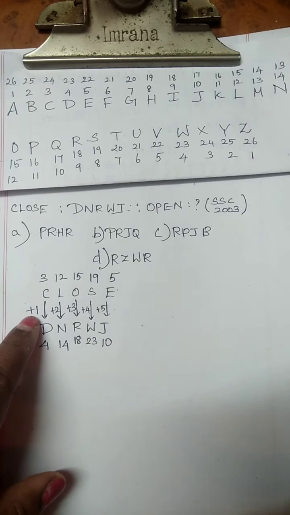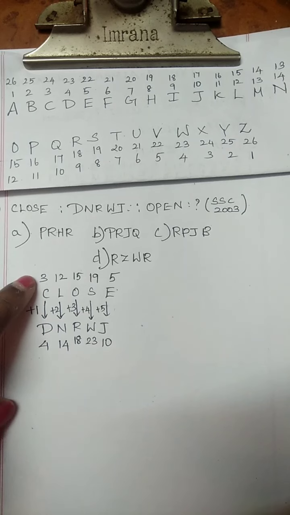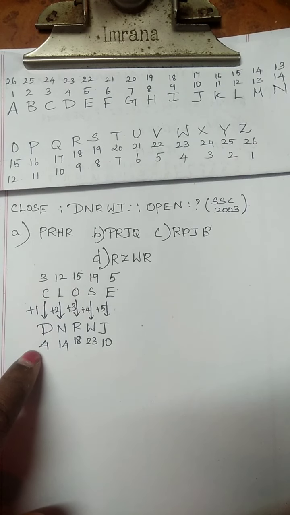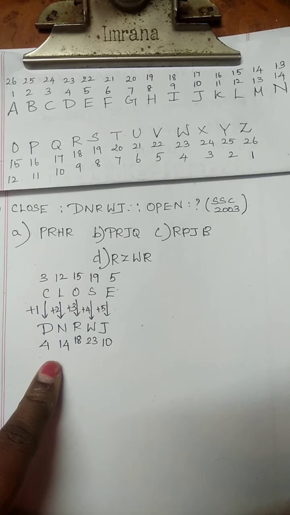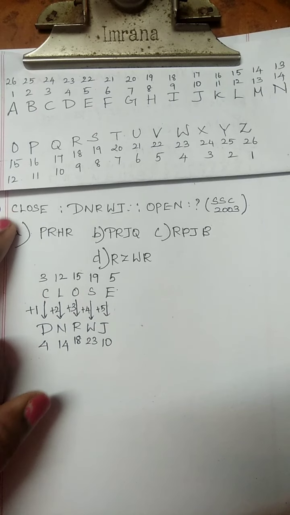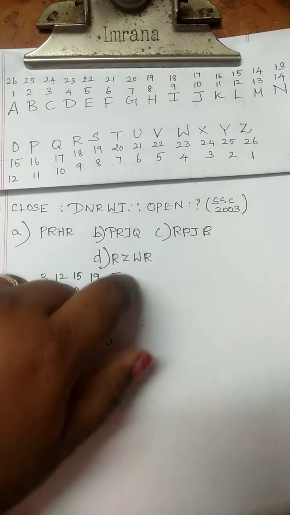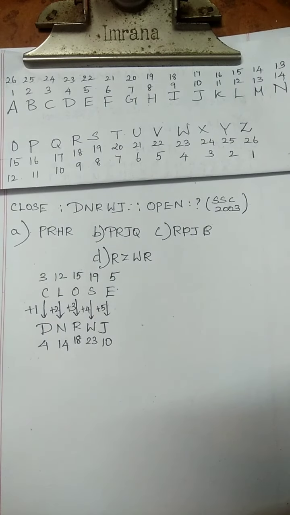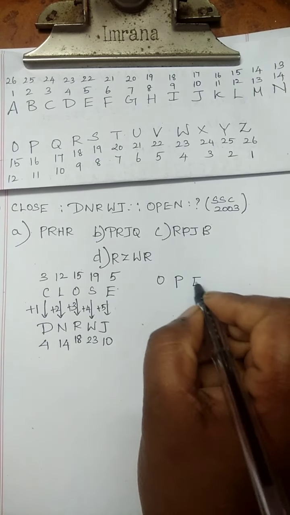So by adding 1, 2, 3, 4, 5 along with the CLOSE alphabets, we can get DN or WJ as the answer for CLOSE. Using the same method, we are going to find the answer from the options for OPEN. Okay, so now write OPEN.